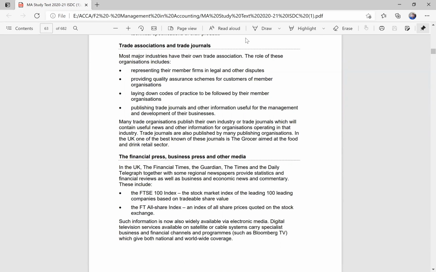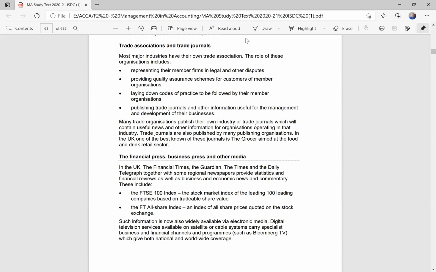So we can gather information relating to member firms with whom you can trade. What are the codes of practice that every member needs to follow? That is laid down by them. You can discuss the quality assurance. You can discuss which countries we can trade in, what products we can trade, all of that.